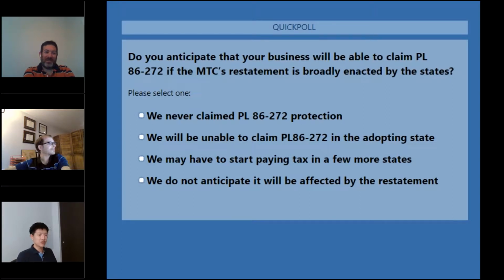So the question is, do you anticipate that your business will be able to claim PL 86272 if the MTC's restatement is broadly enacted by the states? We never claim PL 86272. We'll be unable to claim PL 86272 in the adopting states. We may have to start paying tax in a few more states. Or we do not anticipate it will be affected by the restatement.